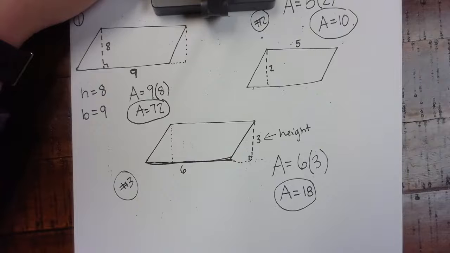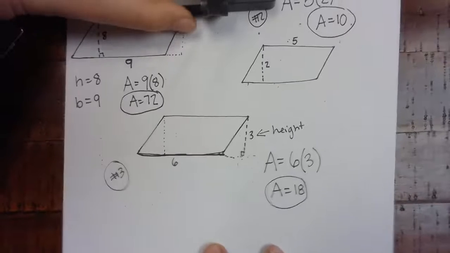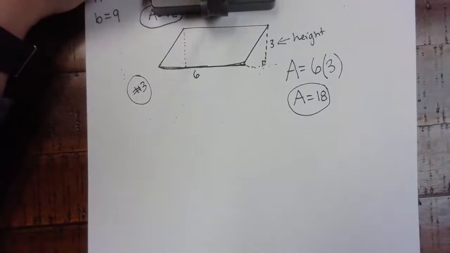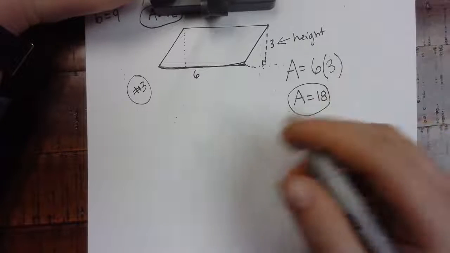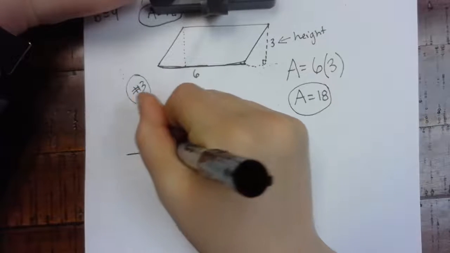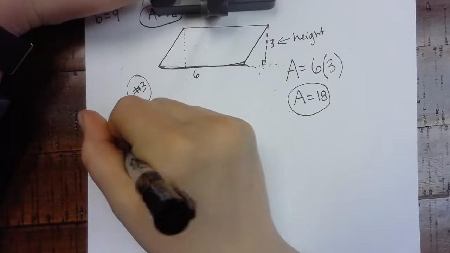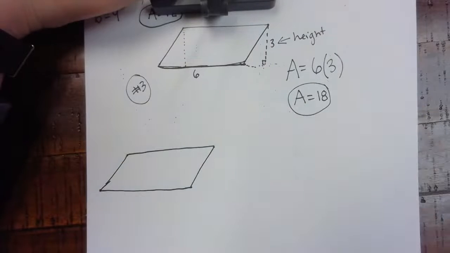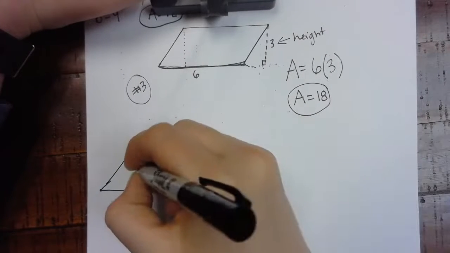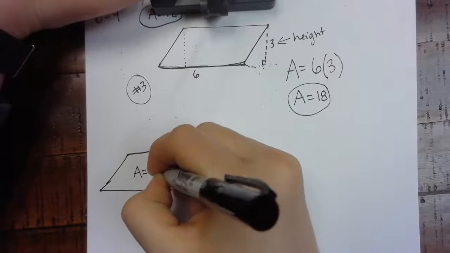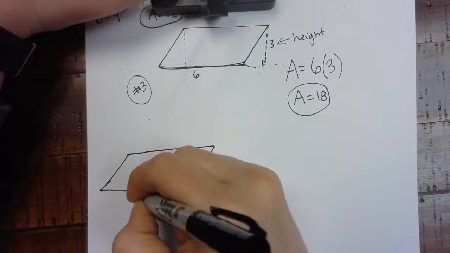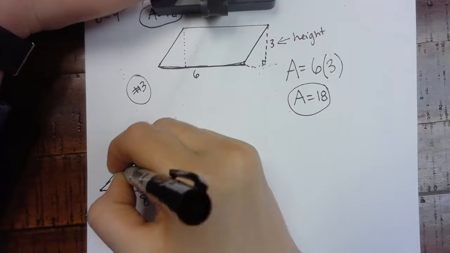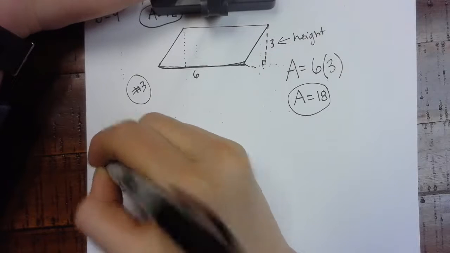Now, you also might have to solve for the height or the base. We're going to set it up almost exactly the same as we did here. So if we have a parallelogram, we can draw them real fast. I'll say my area is going to equal 32, and my base is 8. We need to find the height. That's h, right?